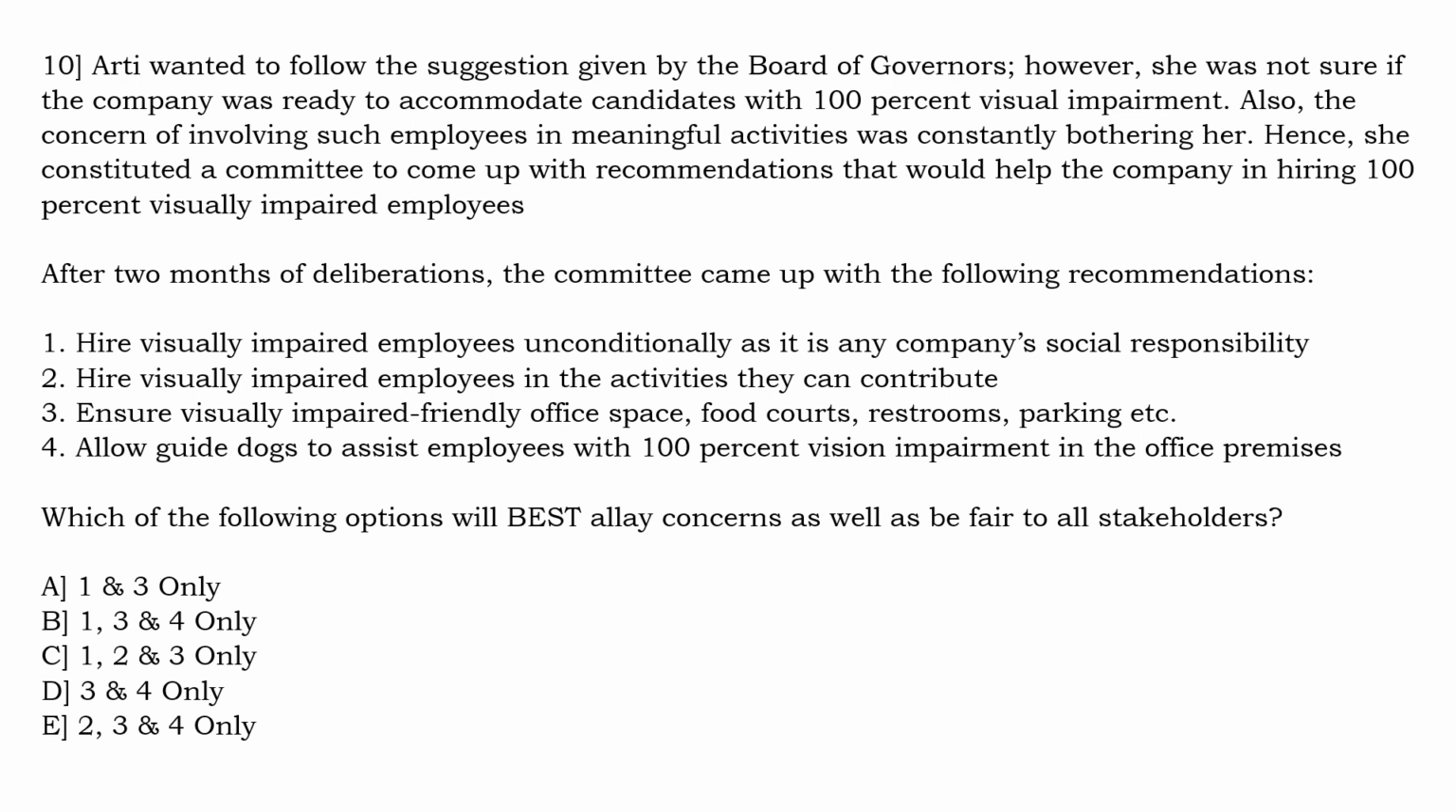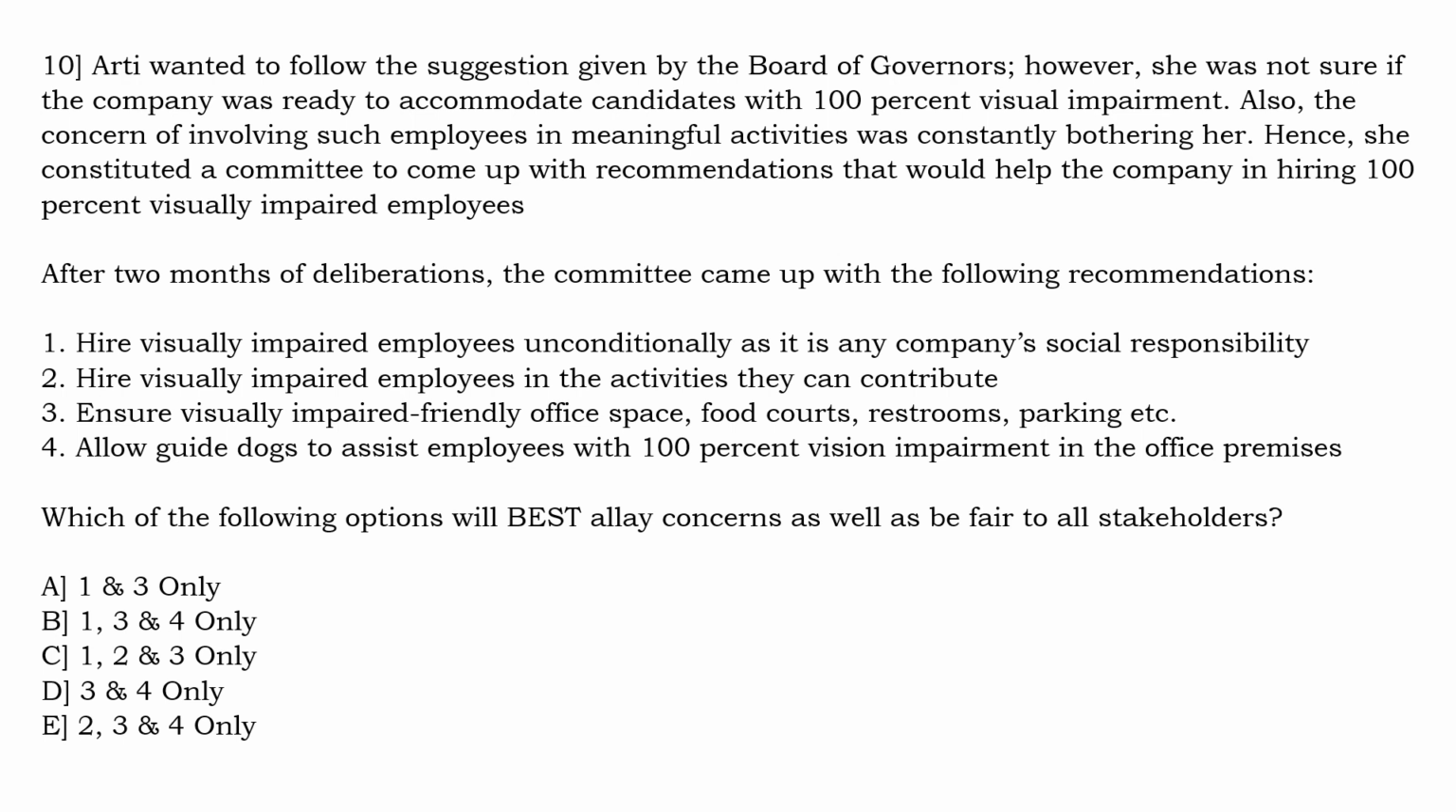All right. Now, a committee has been appointed to come up with recommendations on how hiring 100% visually impaired people is going to help the company. So this is the committee's terms of reference, or what the committee is supposed to suggest. What are the recommendations that would help the company in hiring 100% visually impaired people? And the committee has come up with certain recommendations.